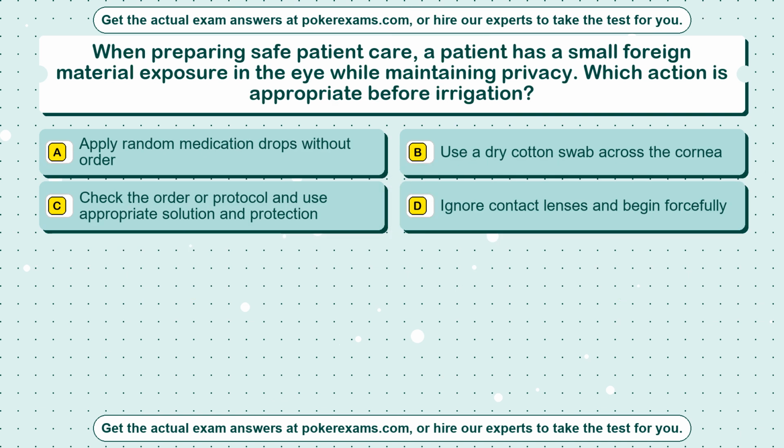Question 98. When preparing safe patient care, a patient has a small foreign material exposure in the eye while maintaining privacy. Which action is appropriate before irrigation? Option A, apply random medication drops without order. Option B, use a dry cotton swab across the cornea. Option C, check the order or protocol and use appropriate solution and protection. Option D, ignore contact lenses and begin forcefully.